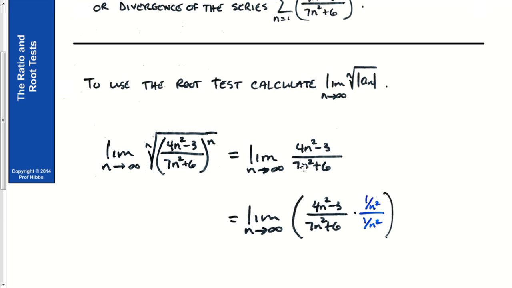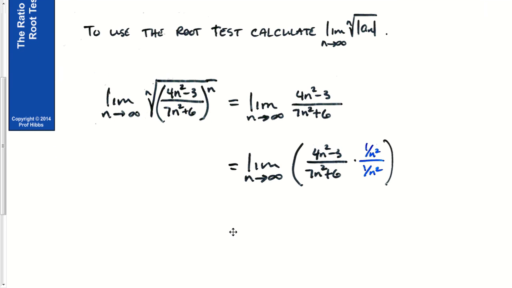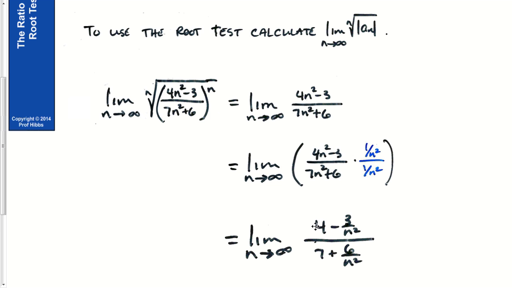What we end up doing, if you recall from calculus 1, is we would take the largest power of n in the denominator, which is n squared, and so we'd say either divide the numerator and denominator both by n squared or multiply both by 1 over n squared. And when we do that, of course, 1 over n squared times 4n squared just reduces to 4, minus 3 times 1 over n squared, which is this expression.